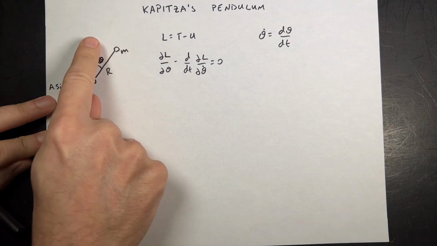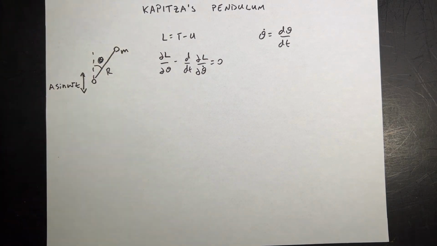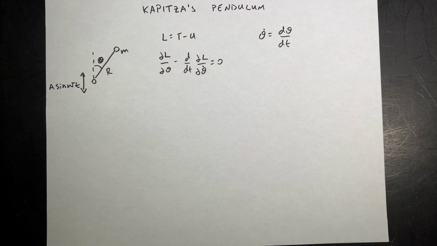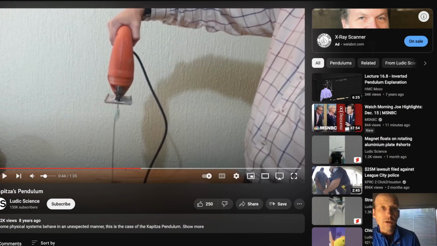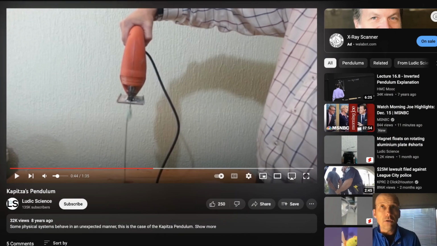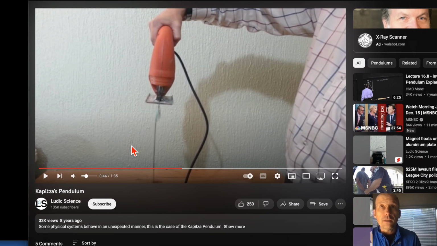So you can have the mass up here and it'll be stable. You can have the mass down here. There's a video of a guy that made this with a jigsaw. I'm going to show you that video. So let's switch over to the video. Okay, so here is the video of the jigsaw.